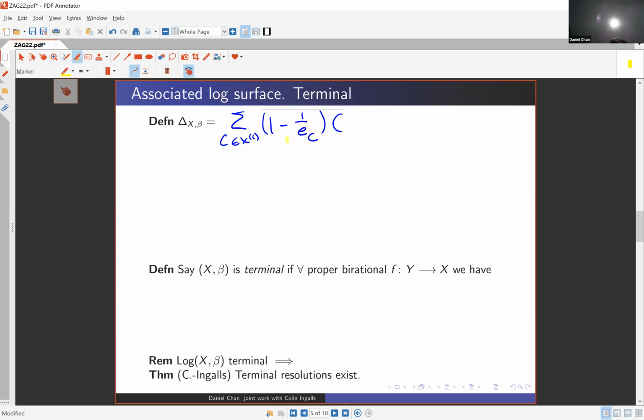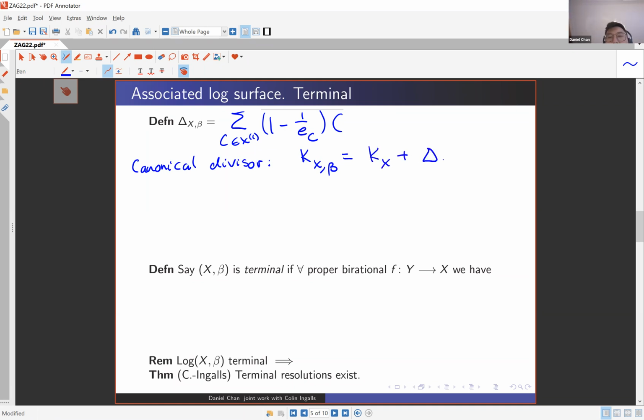That's a fact I guess I didn't write down, but the number of ramification curves will be finite. And that also allows us to define the canonical divisor in this case. So K_{X,B} is just equal to K_X plus this Delta_{X,B}.